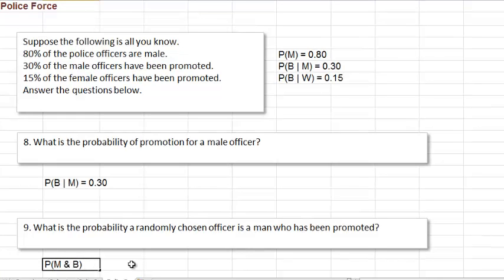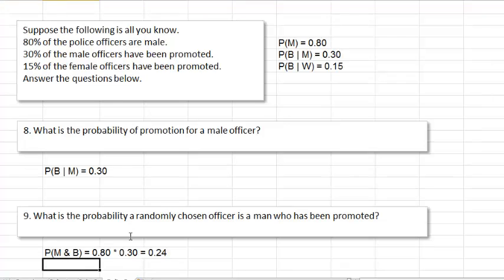We can get this probability just by reasoning it out. We know that 80% of the police officers are male, and out of the 80%, 30% of them have been promoted. So we could just multiply the two percentages: 80% times 30% will be 24%. So that is correct. Now let's do it with a formula.